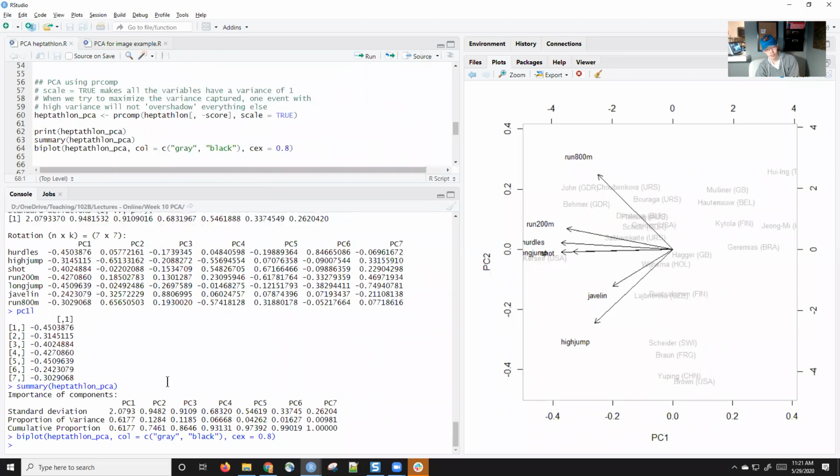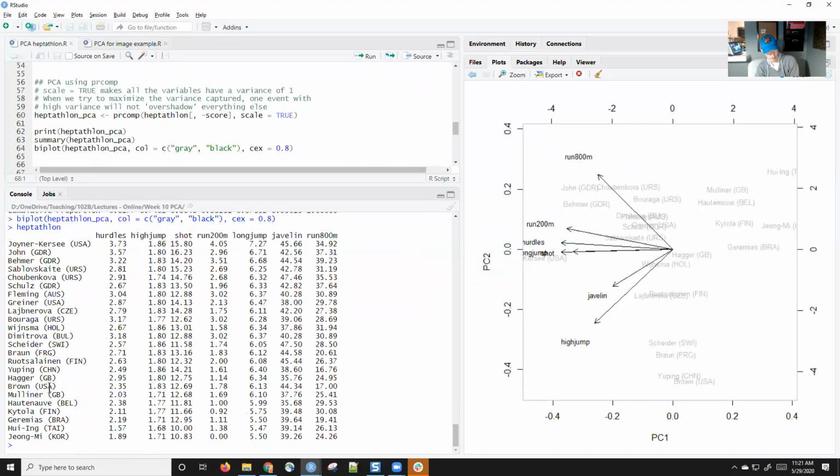And indeed, if you look at the original data for heptathlon, Yuping from China, her 800-meter run was very poor comparatively, right? Versus Brown from USA, also this person's 800-meter run also quite low. Okay, the numbers here are very low. Versus something like Joyner Kersey and Bämer from Germany, very high performance for the 800-meter run.